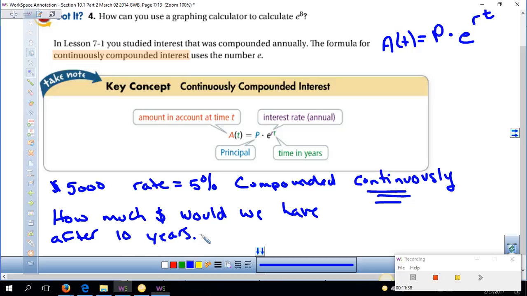All right, once you see that continuous compounding, you immediately know you're dealing with A of what would it be this time? It's A of t, what's the t? 10. A of 10 is equal to our principal, which is what? How much money did we have to start? 5,000. Times e. The 5% we have to put in as 0.05 times the number of years, which is 10.